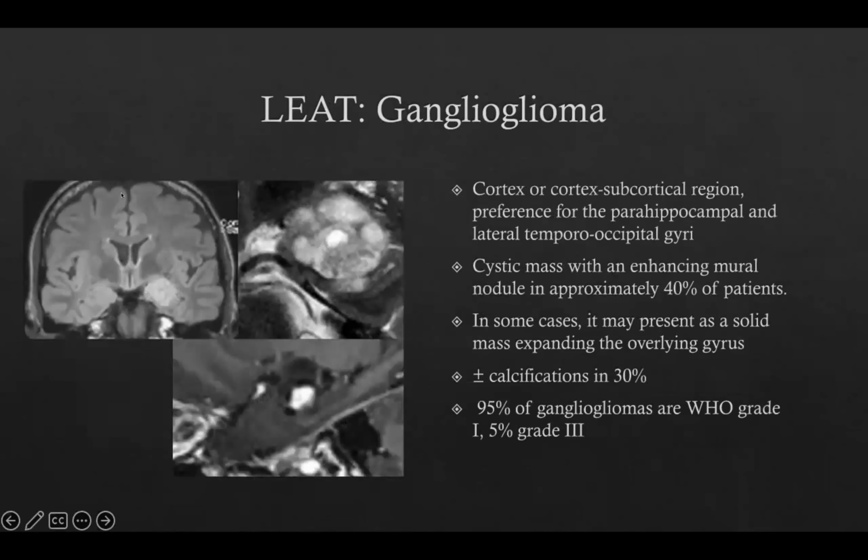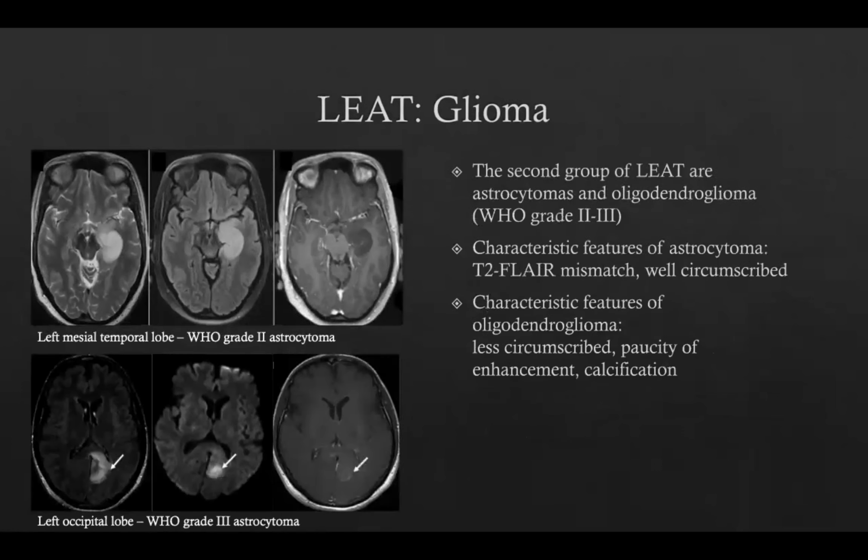Ganglioglioma is another glioneuronal tumor that is associated with epilepsy. It usually involves the cortex and subcortical region. It may have an enhancing mural nodule. So within the cystic lesion, you see an enhancing solid component. We call it an enhancing mural nodule, in 40% of patients. And you may also see calcification in 30%. Ganglioglioma is also WHO grade 1 in 95%, but 5% is grade 3.